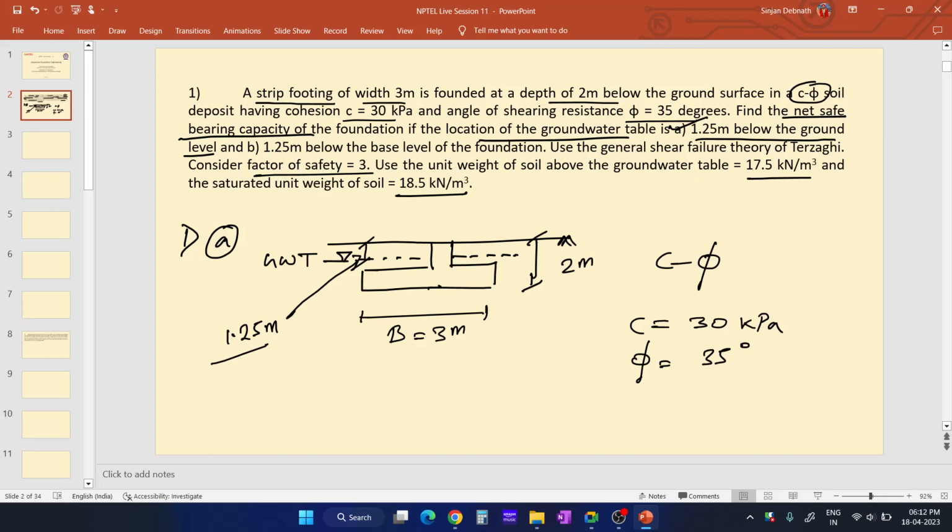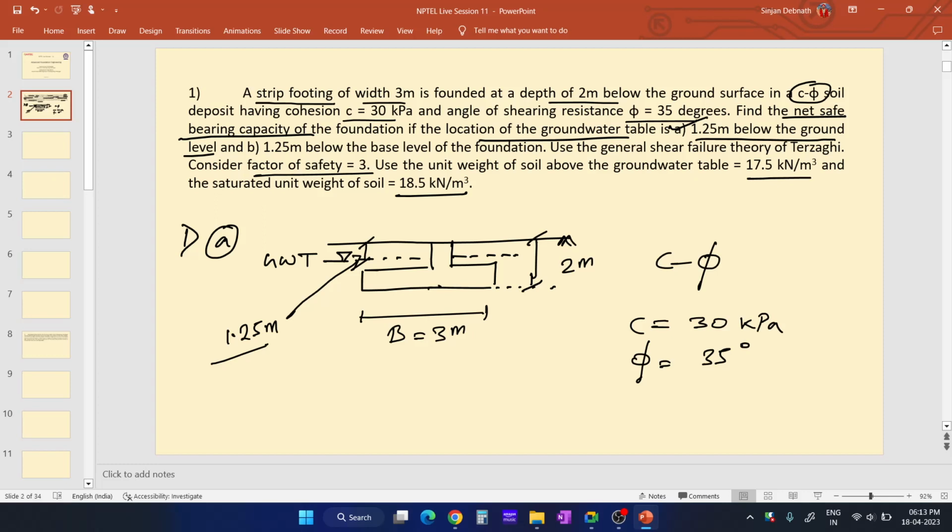We have been asked to find the net safe bearing capacity of the foundation for this case. Now we need to find the overburden pressure at 2 meter below the ground surface, that is, at the base of the foundation level. So first of all, you need to find the overburden pressure.